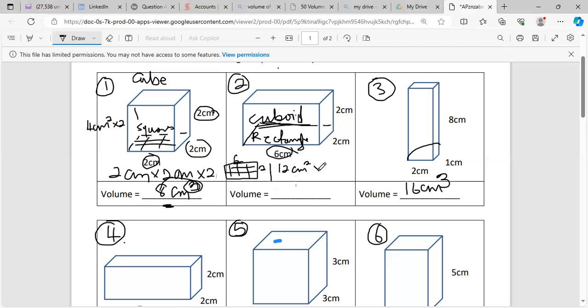But we're not finished. We have to multiply it by what to get the volume? 2 centimeters. Yes, which is the height. Very good. So that is how we got the 24. Remember, students did this one already, but I'm just going over it so Imani can get the full understanding. Hope it's clear now, Imani.